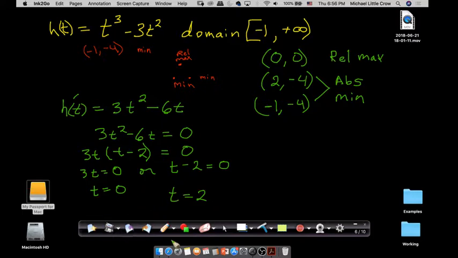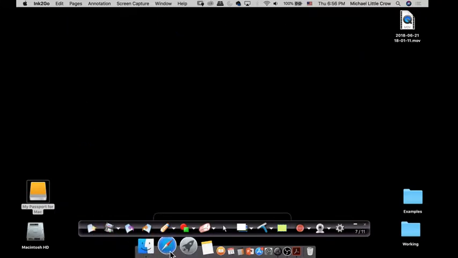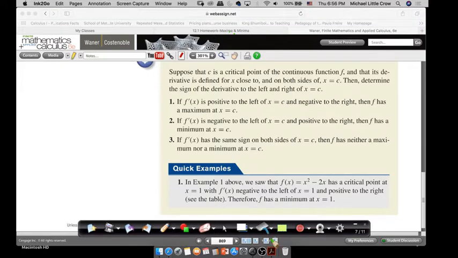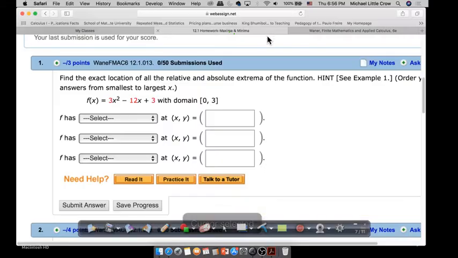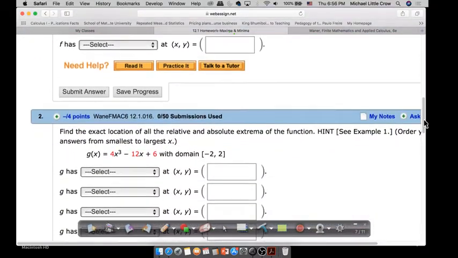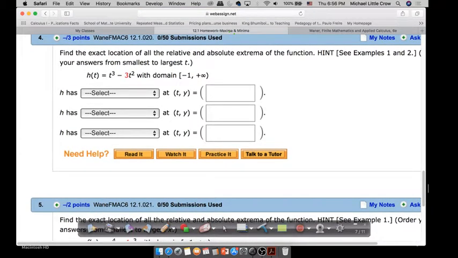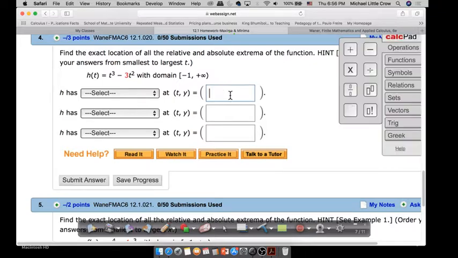Okay, so now get a clear screen. I think I've got WebAssign still open. Let's go here. And you'll see, I printed these out earlier, so it's still giving me the same problems. This one we just did is this one right here. Now you're likely to get slightly different problems, and again, the 3 won't be a 3, it'll probably be something else, so it'll be a little different. Find the exact location of all the relative and absolute extrema in this function. Your answer is from smallest to largest t. So that's the other thing, you've got to put these in a particular order.